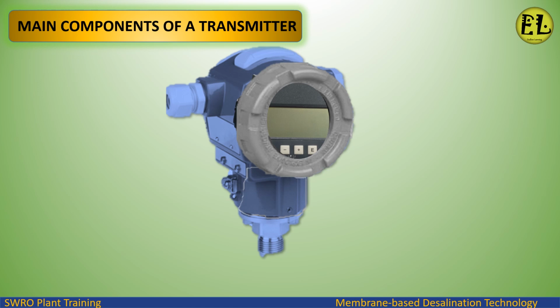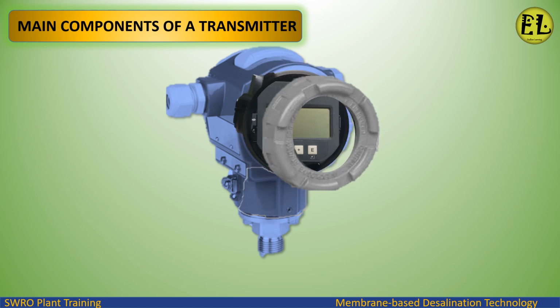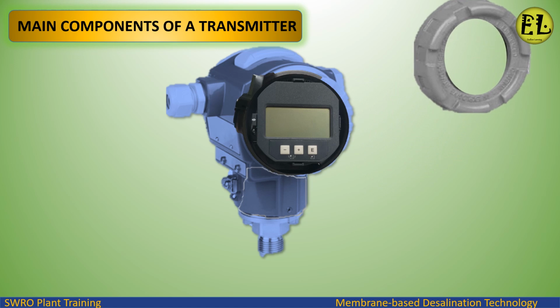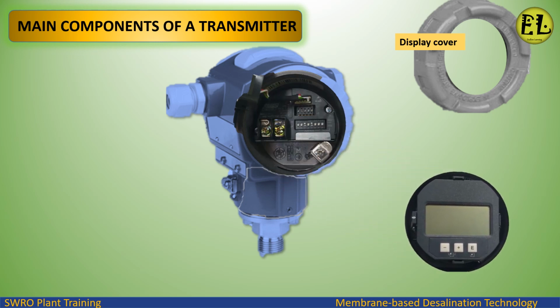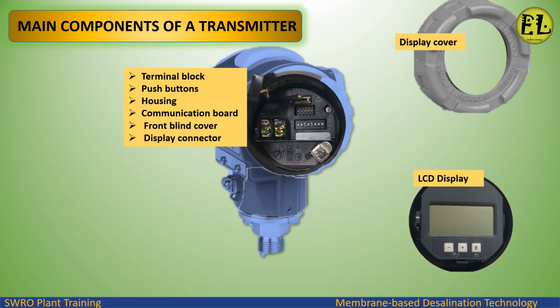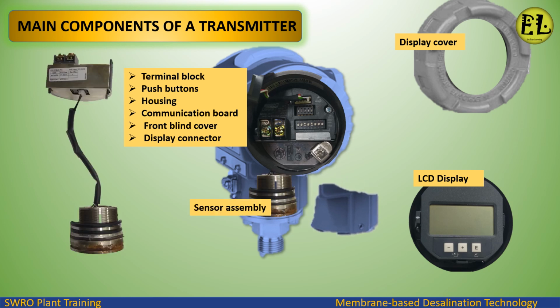Main components: pressure transmitters generally consist of the following parts: front windowed cover, which is the display cover, LCD display with keypad, terminal block, push buttons, housing, communication board, front blind cover, display connector, and sensor assembly.